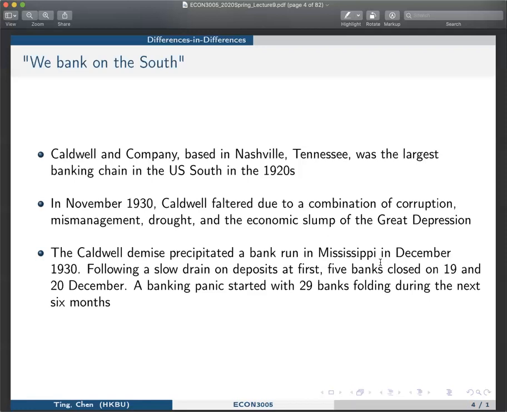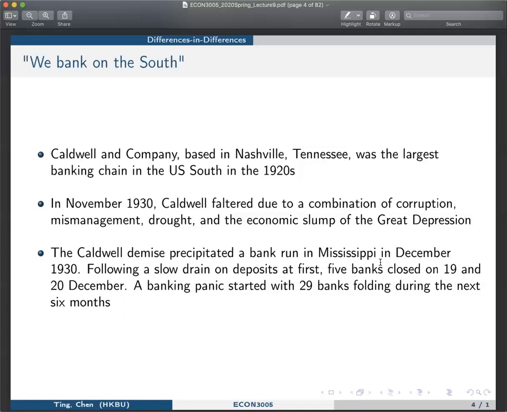So as a response, the bank actually participated in a bank run in Mississippi in December 1930, following a slow drain, because they refused to have a bank run.